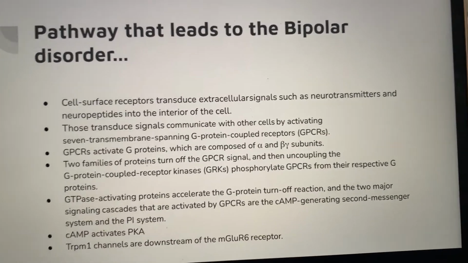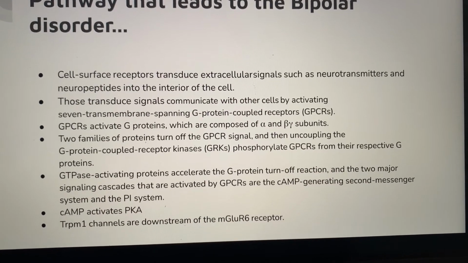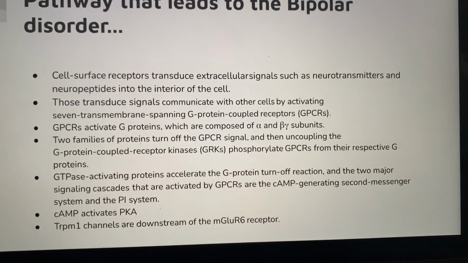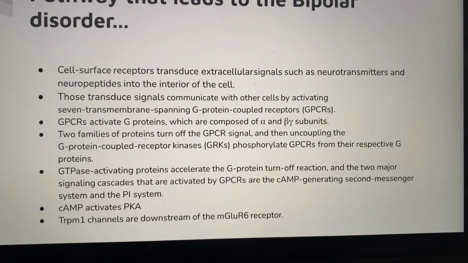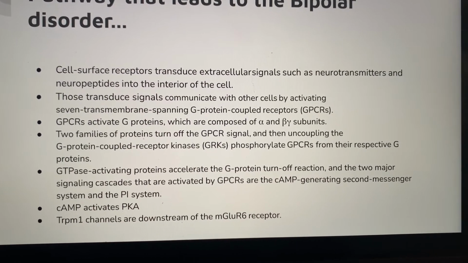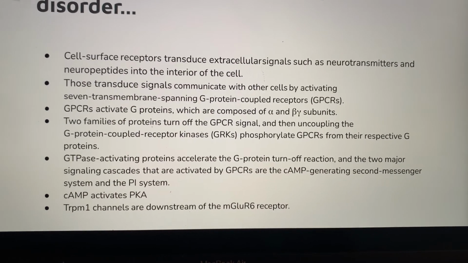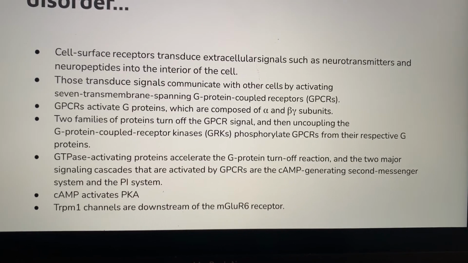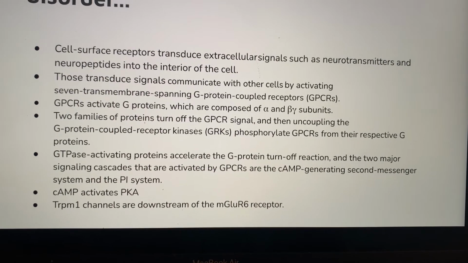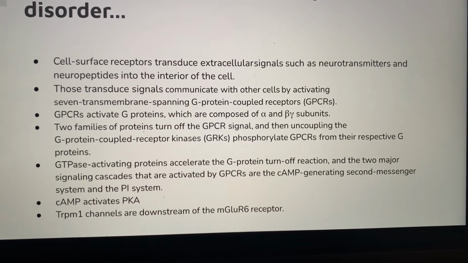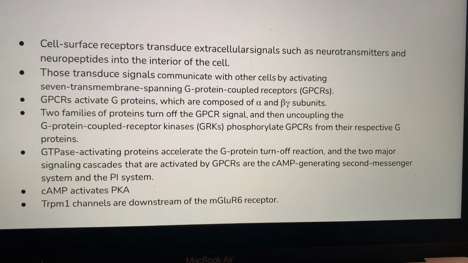It starts with the cell surface receptors, which transduce extracellular signals such as neurotransmitters and neuropeptides into the interior of the cell. Those transduced signals communicate with other cells by activating seven transmembrane spanning G protein coupled receptors. GPCRs activate G proteins, which are composed of alpha and beta-gamma subunits. Two families of proteins turn off the GPCR signal by uncoupling: the GRKs phosphorylate GPCRs from the respective G proteins.